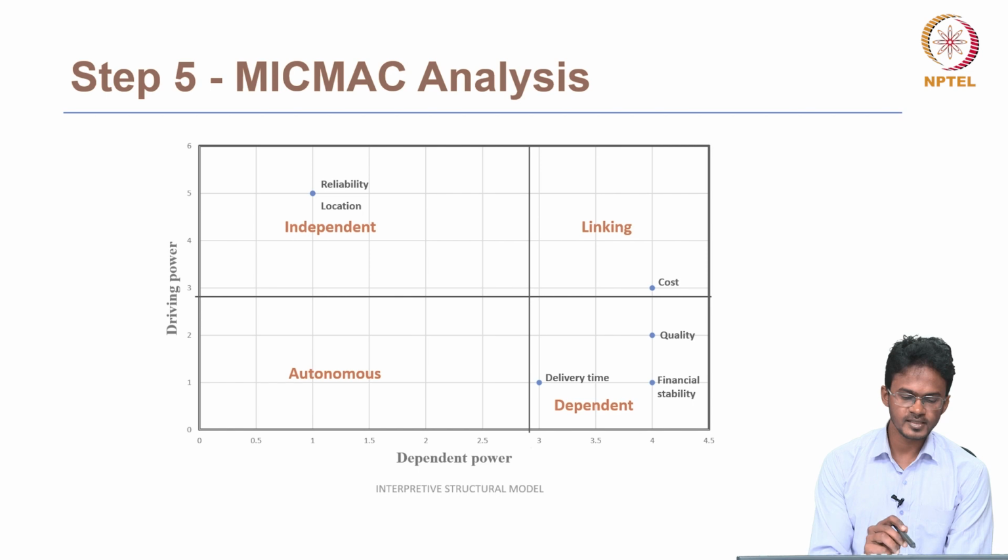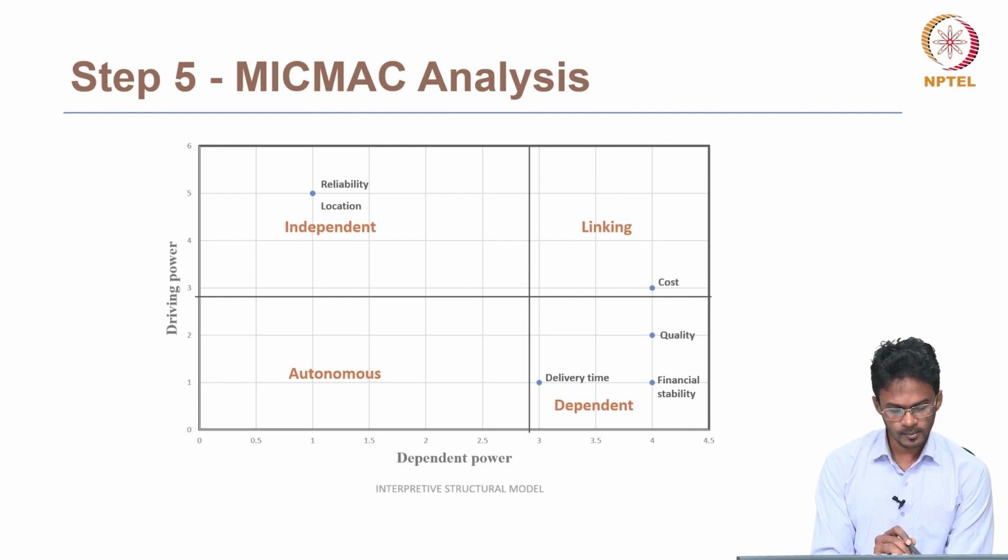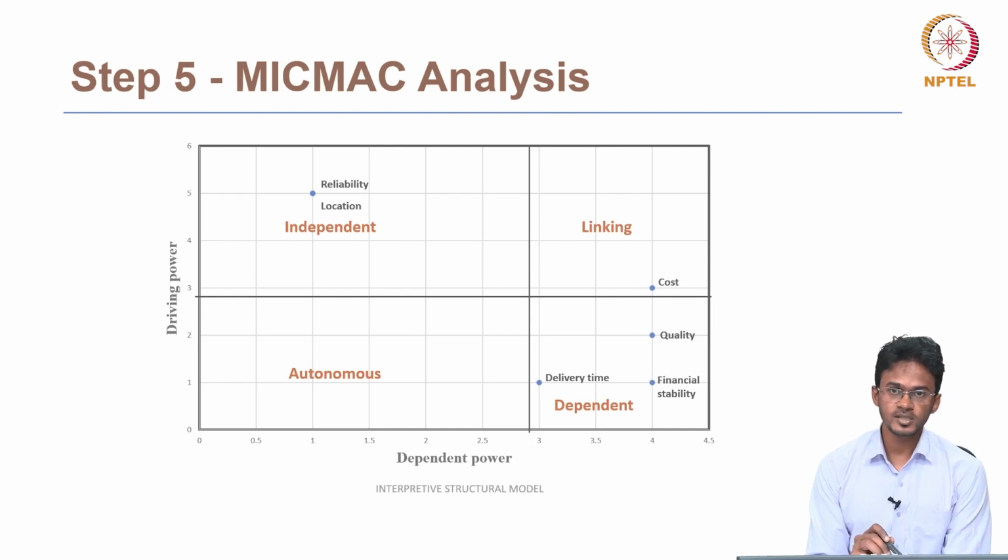Independent means these are the factors that do not depend upon the other factors, and reliability and location in this example are independent factors. Also, in this example we do not have any autonomous factor. So, this is how ISM can help us to classify the factors into dependent, autonomous, linking and independent factors.